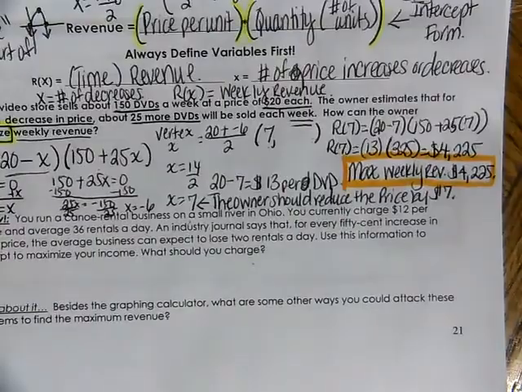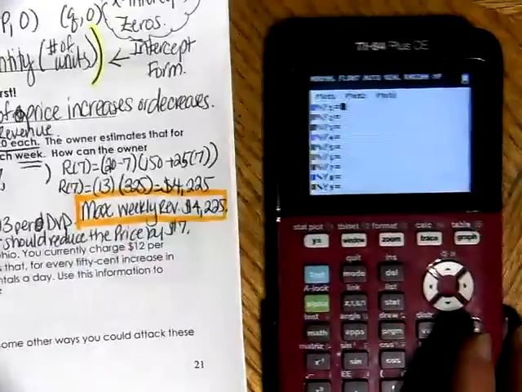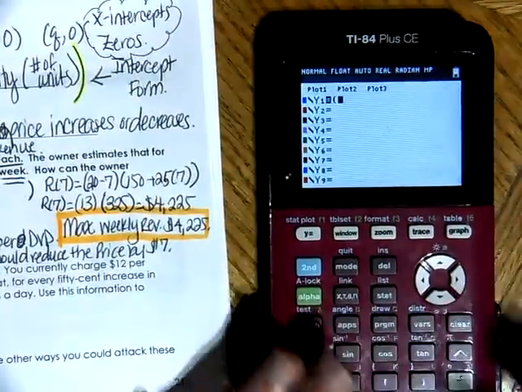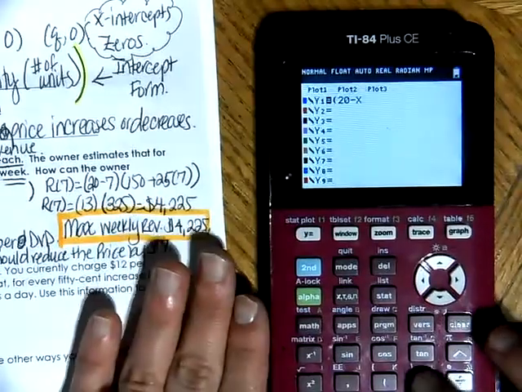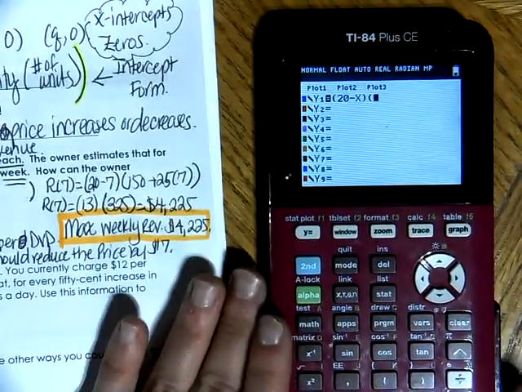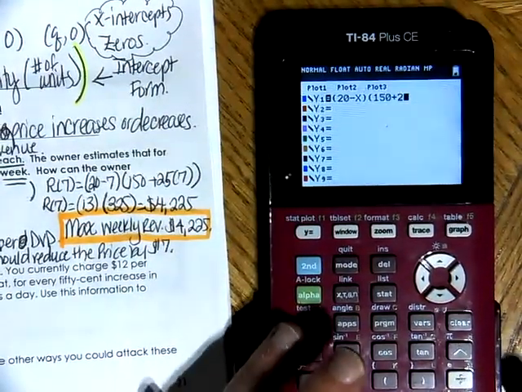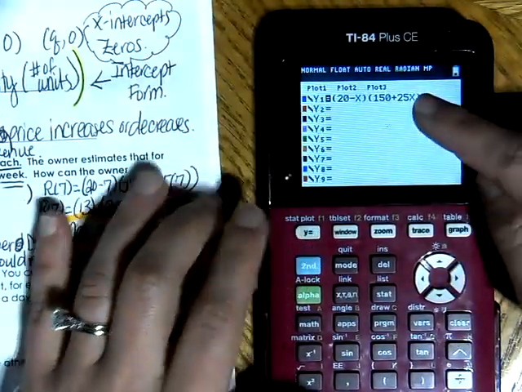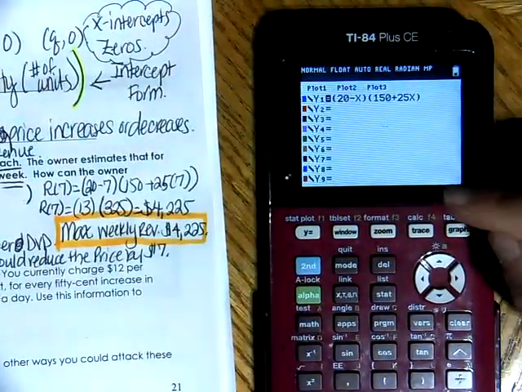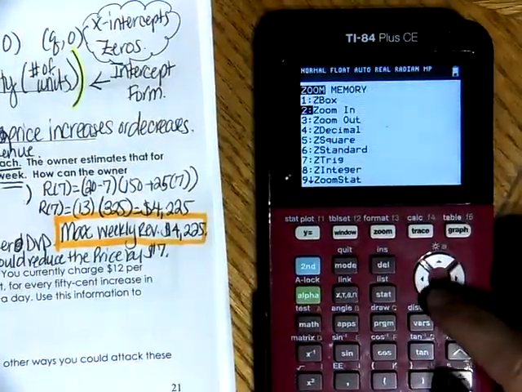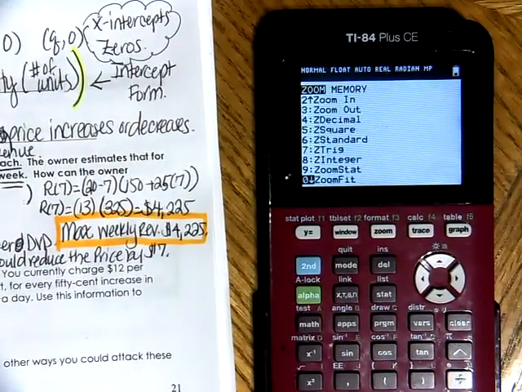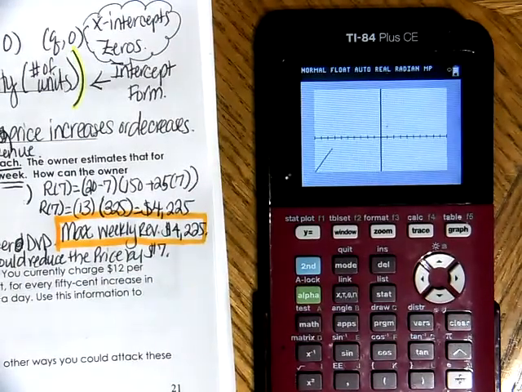If you do have a graphing calculator, I would recommend just watching what I'm doing and maybe practicing this. If you don't have a graphing calculator, just watch. I'm going to put in 20 minus x into one parenthesis, and I'm going to put in 150 plus 25x into my other parenthesis. This is under y equals, and I'm just entering the equation that I was able to come up with. From here, I'm going to go down to zoom, and I'm going to go to zoom fit, so zoom 0 for me. And when I press enter, it gives me this very lovely parabola.